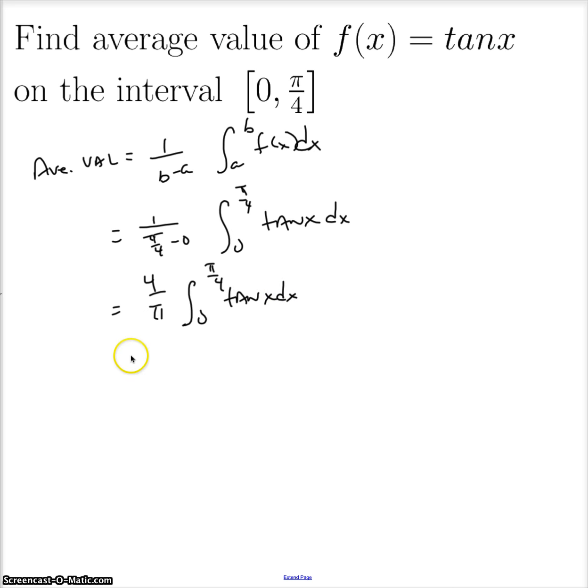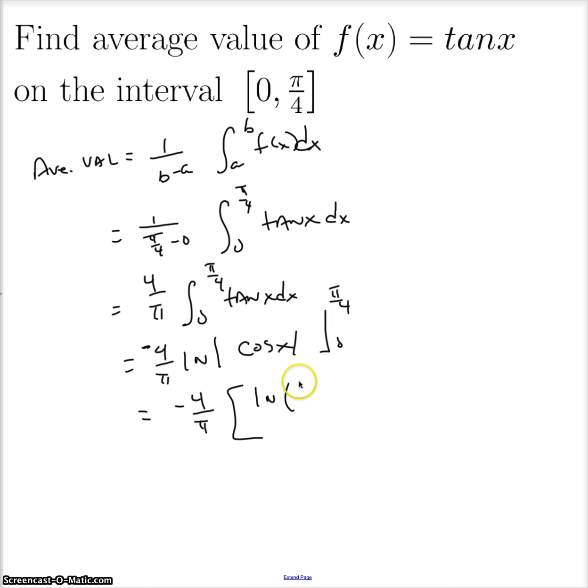times the integral from 0 to pi over 4 tan x dx. All right, we now have our handy dandy formulas memorized. This is the minus the natural log. I'm going to put the minus sign out here. The natural log of the absolute value of cosine x. And this is going to be evaluated at 0 and pi over 4. So this is minus 4 over pi times the natural log of the square root of 2 over 2 minus 1.